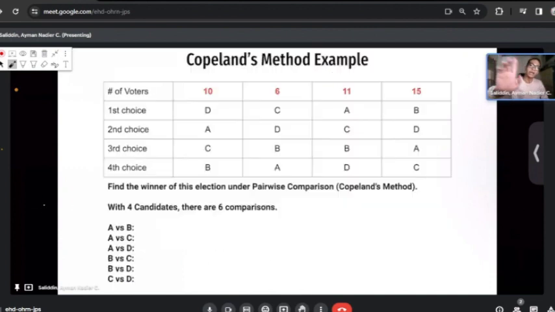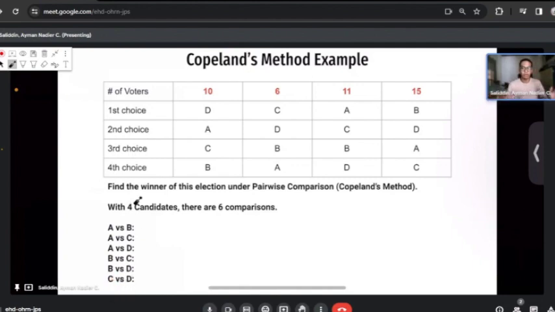So let's go ahead and give you an example. Find the winner of this election under pairwise comparison, or Copeland's method. We have 4 candidates, and with 4 candidates, there are always going to be 6 comparisons, no matter how you shuffle the candidates. So here, for example, A versus B, A versus C, A versus D, and then B versus C, B versus D, and lastly C versus D.